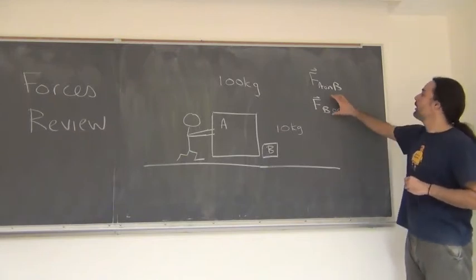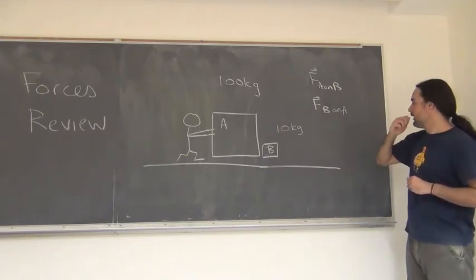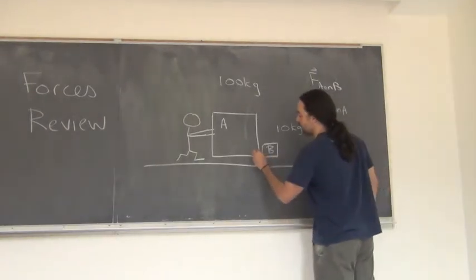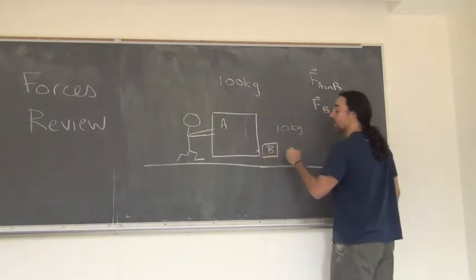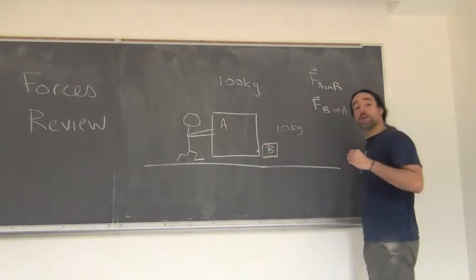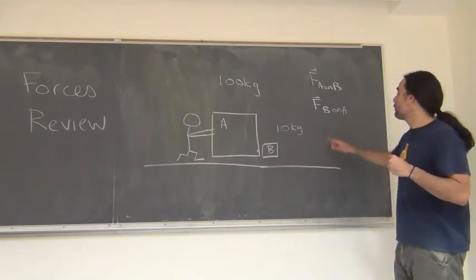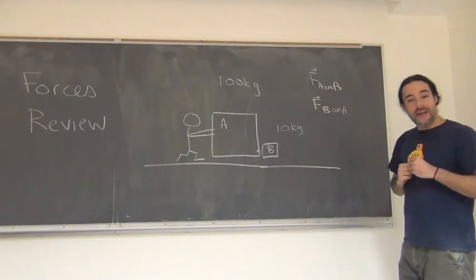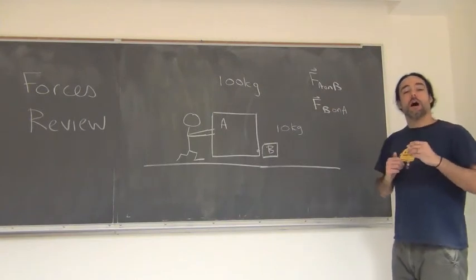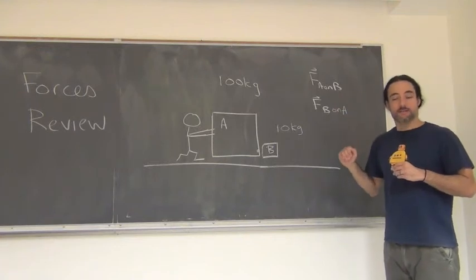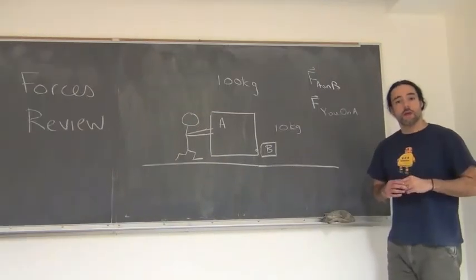Okay, well, if we look at this, we can see that if B is being accelerated this way, there has to be a force of A on B. And by Newton's third law, there has to be an equal and opposite force of B on A. So if we're talking about the magnitudes of the forces, the force of A on B has to be exactly the same size as the force of B on A.